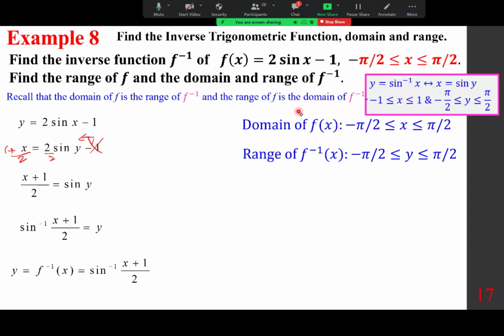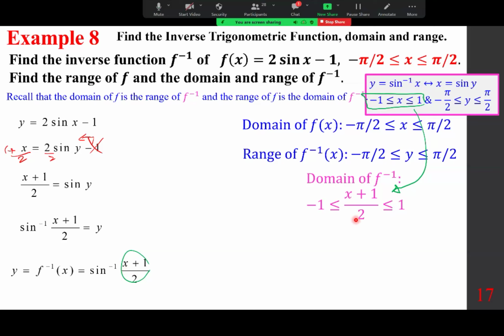We can do it two ways, and I'm going to show you both ways. So sine inverse of (x plus 1) over 2. Remember, the domain is between negative 1 and 1. So whatever this expression is, everybody, it's supposed to be between negative 1 and 1. So pay attention that we are using this, okay, everybody? And this says x, which means any expression here.